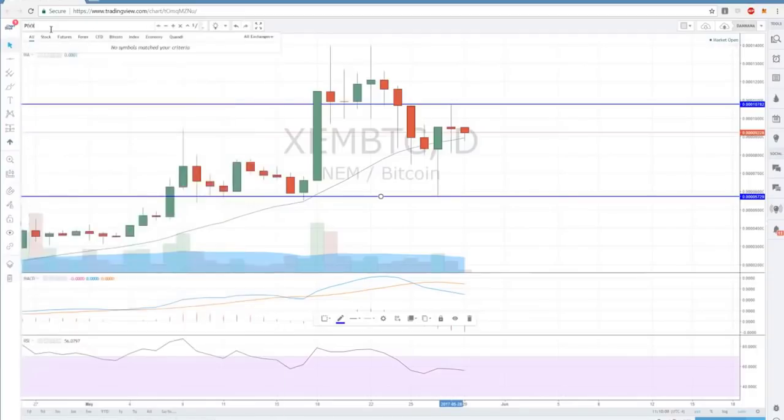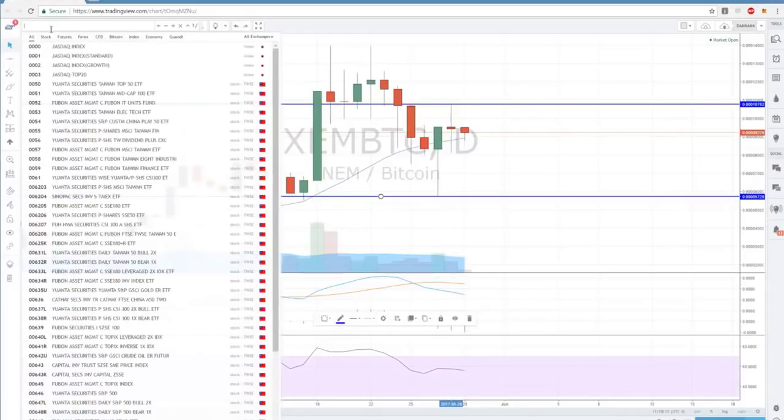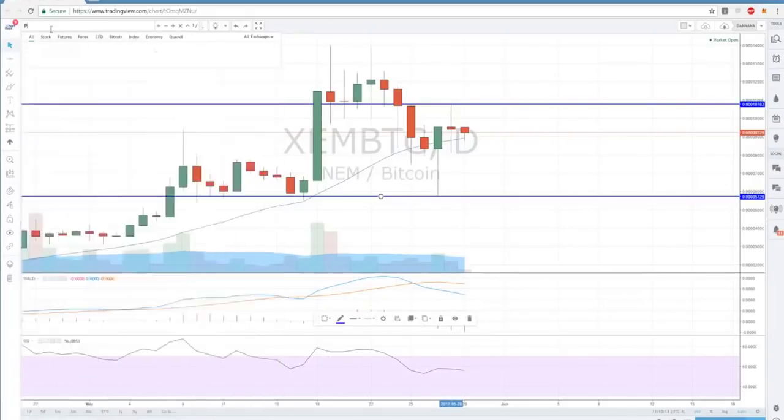PIVX. So yeah, there's no PIVX here. I'd have to know the name. I don't know the name of the coin.